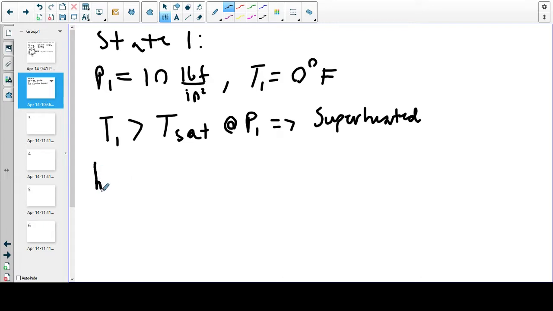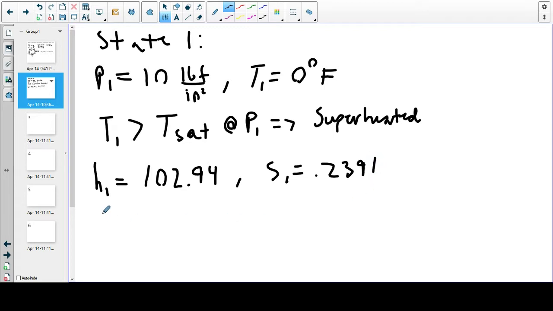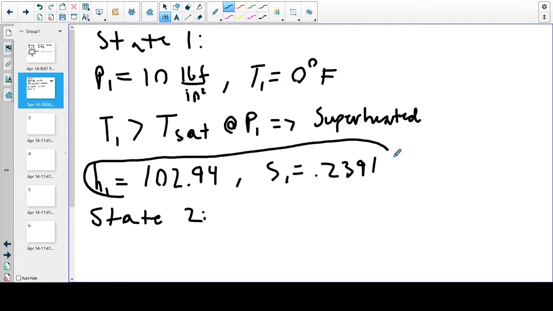I don't remember which table that is. Give me a second, I'll pull it up since I have the book handy. It is table 10E since we're in English units. Well, that's the saturated tables, but 12E leads you to the superheated tables for R-134a. If you go to the superheated tables, you will find an enthalpy value of 102.94 and an entropy value of 0.2391. And so we move on to state 2.